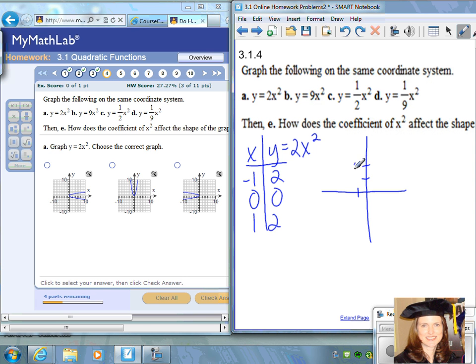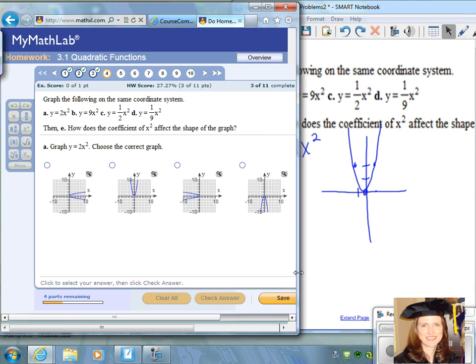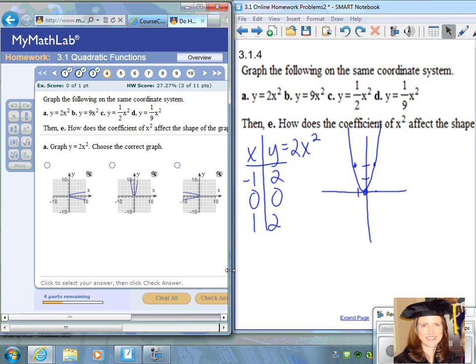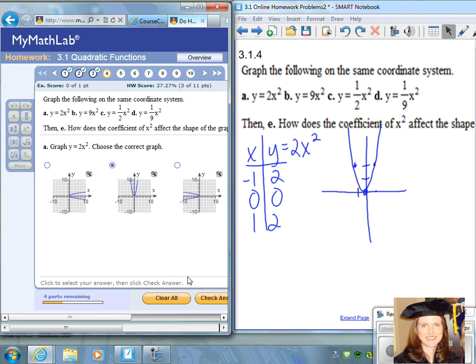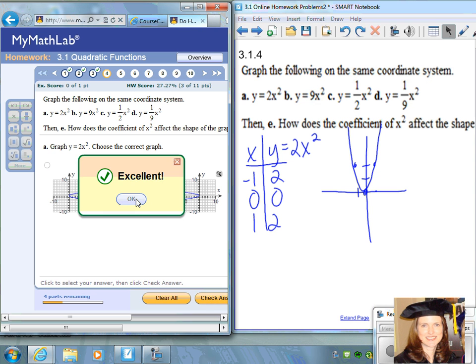-1, 2 is a point, 0, 0, and 1, 2 is a point. So we have this graph right here, and we can select that from the ones given. It does look most like choice B, but I'll zoom in just to be sure you have the points 1, 2, 0, 0, and -1, 2. I'm going to choose that and check the answer.